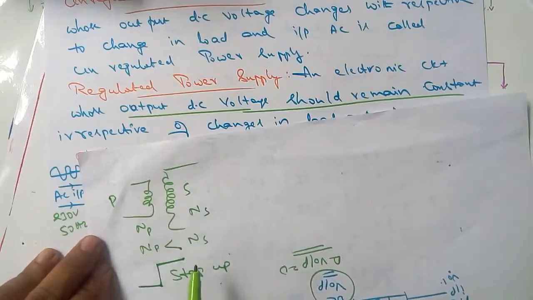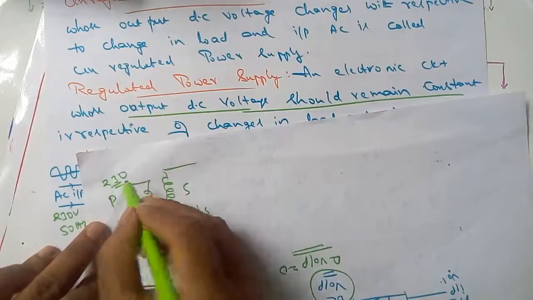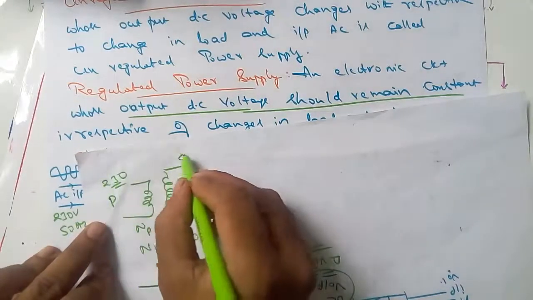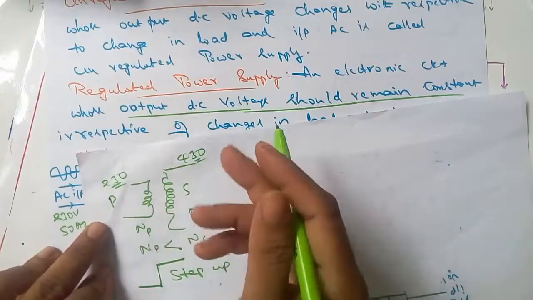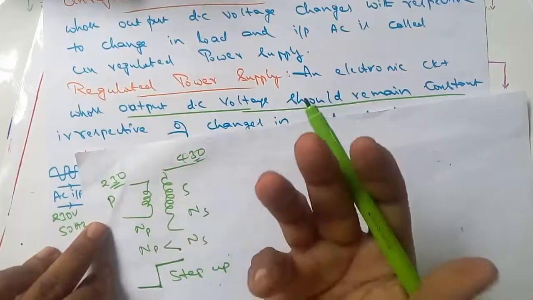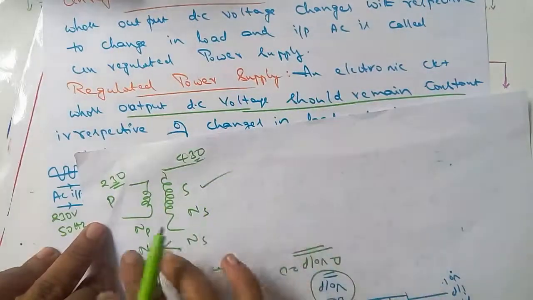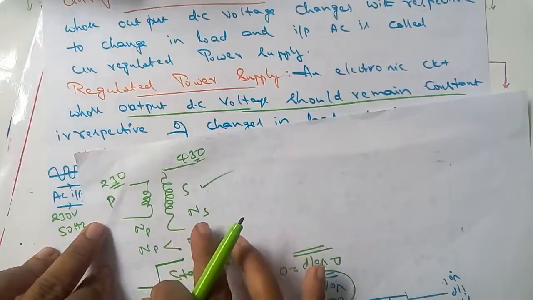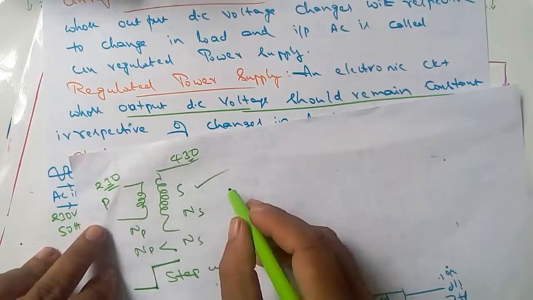In the step up transformer, what happens? For example, if I give 230 volts here, then the output may be 430 volts or 500 volts or 600 volts or 1000 or 2000 or even 10,000 volts. We can prepare these by using step up transformers. Understood? Similarly, there is the step down transformer.